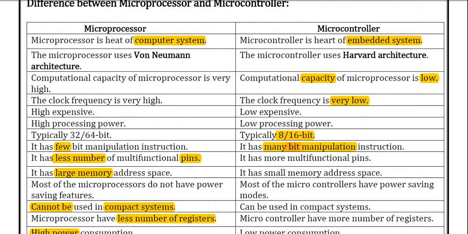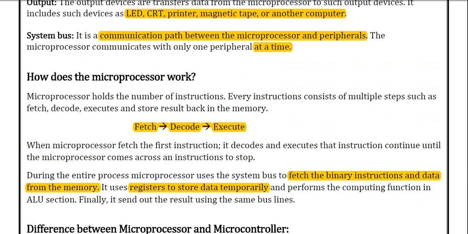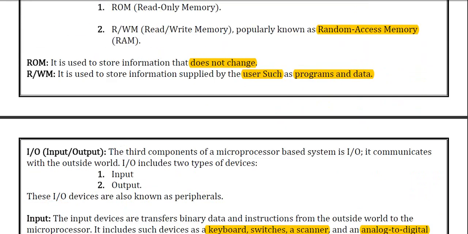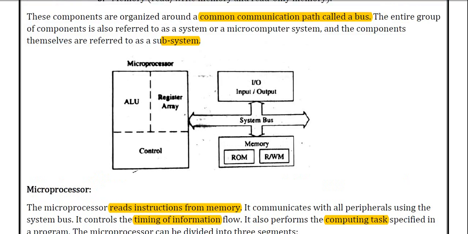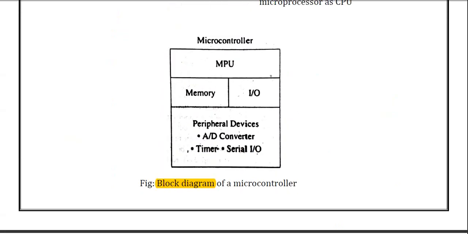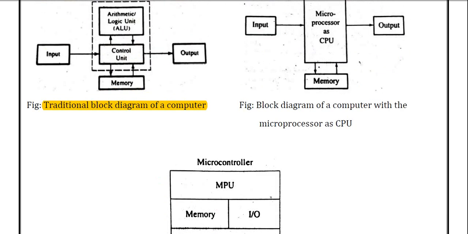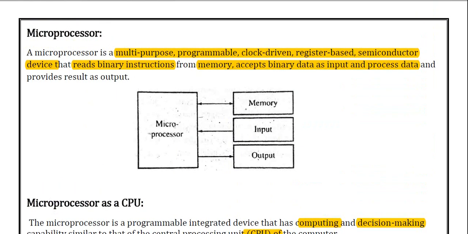But in this section, the difference between microprocessor and microcontroller is very important. Another important topic is fetching, decoding, and executing, and also this diagram of the microprocessor is very important from the exam point of view. This is the diagram of the microcontroller. Here you can easily see that all the components are combined into one section. But in a microprocessor, they are not. The definition of microprocessor is very important from the exam point of view.